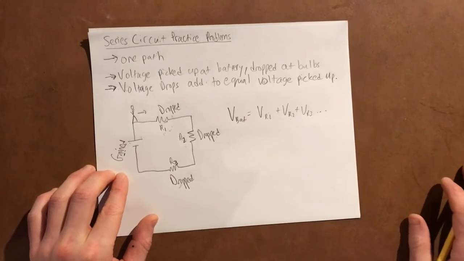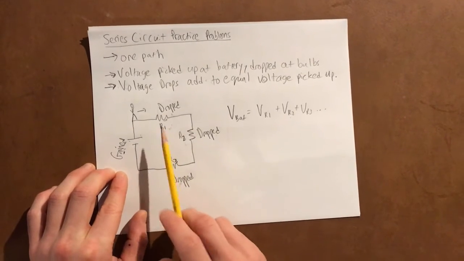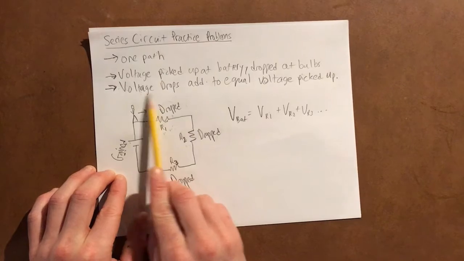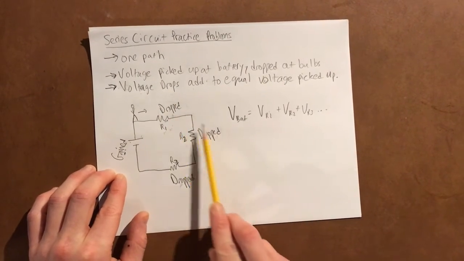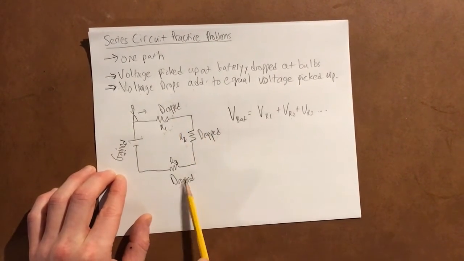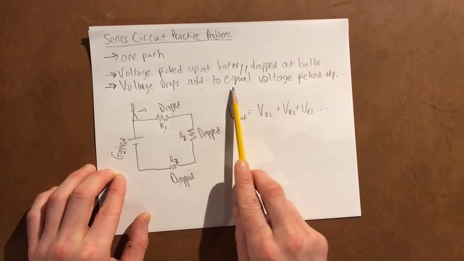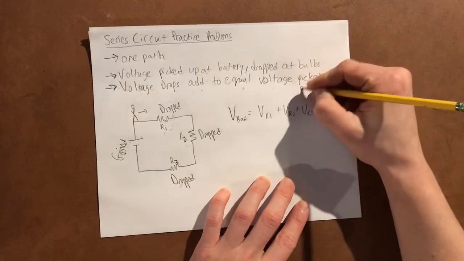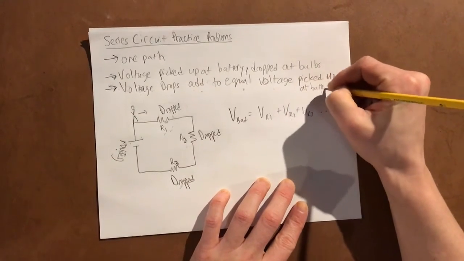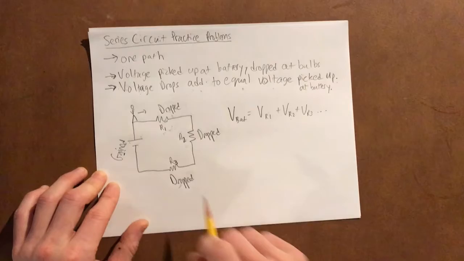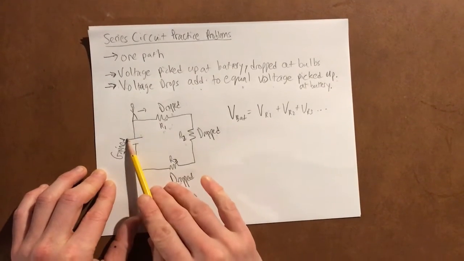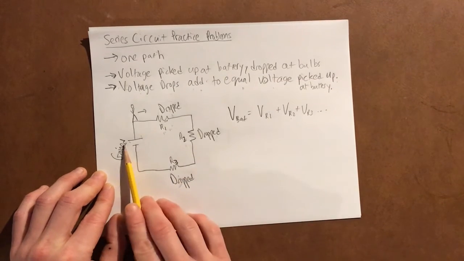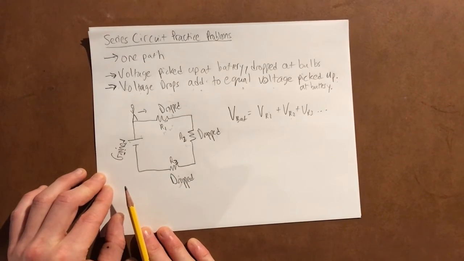All right, so because they go back empty-handed, they dropped off all the voltage they gained at the battery. So here's our important point for math: the voltage drops add. These three are where the voltage is dropped off. Those add to equal the voltage picked up at the battery. So whatever you gain at the battery, these three drops add up to equal what you gained at the battery in voltage.